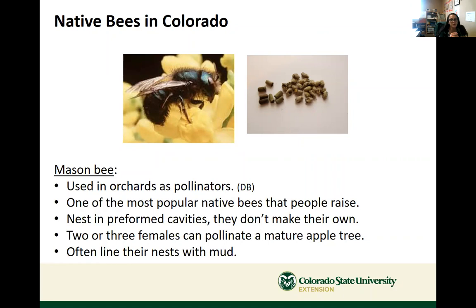Two to three female mason bees can completely pollinate a mature apple tree, so they're pretty efficient. And they line their nest with mud, hence the name mason bee, and you can see some of their little mud cavity things on the right there.